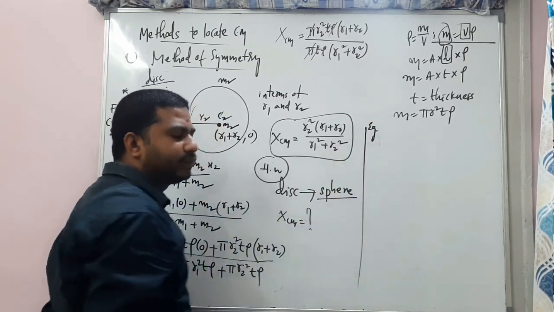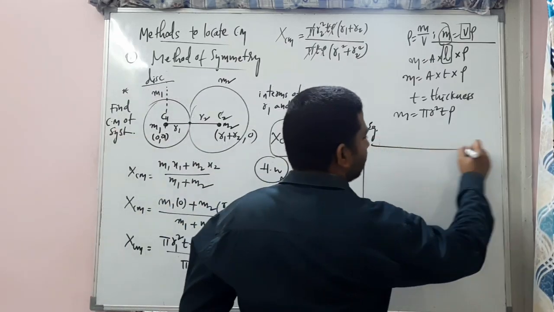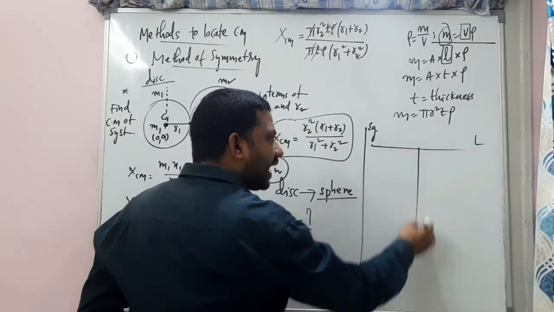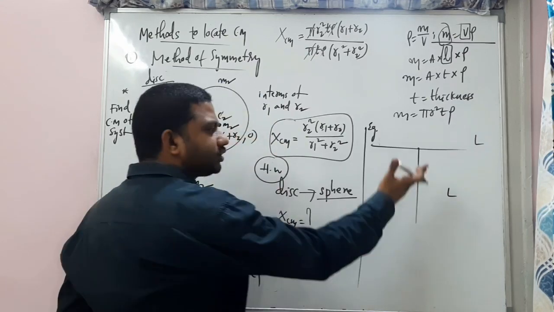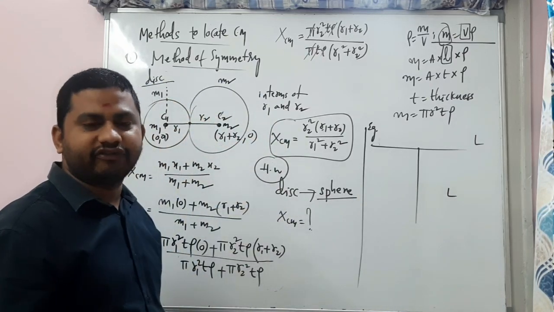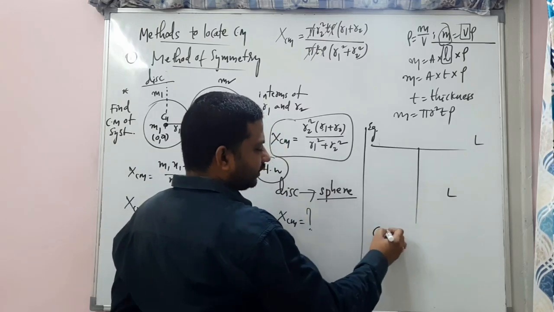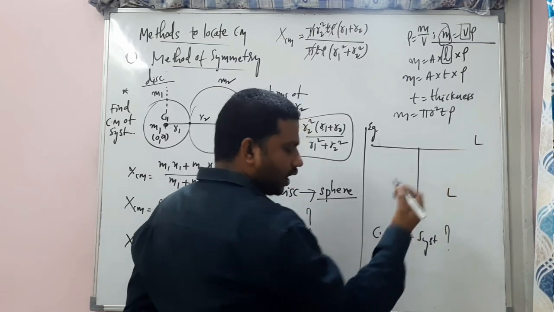And next example by using the method of symmetry. Simple. There is a rod of length L. There is another rod of length L. Two identical rods are kept like this in a T form. Center of mass of the system. That's it. The center of mass of the system they are asking. So how simple it is.